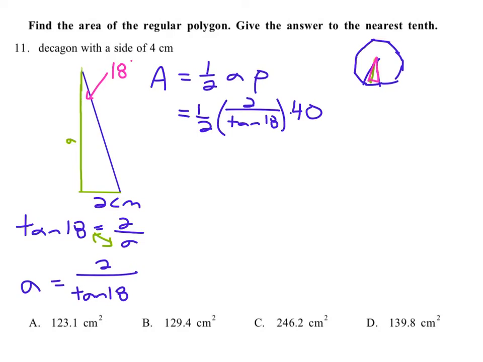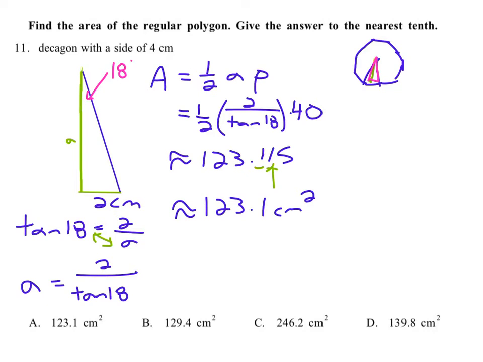Okay, so when we do that and calculate it all out, we get approximately 123.115, and they want it to the nearest tenth, so we need to round it to there. We're looking there. Is that a 5 or higher? No, it's not. So that 1 stays a 1, so we get approximately 123.1 centimeters squared. And let's look for that answer down the bottom. There it is, A.